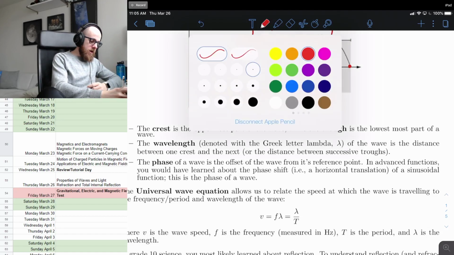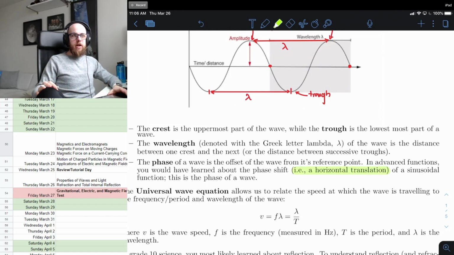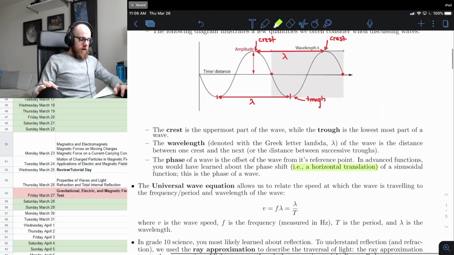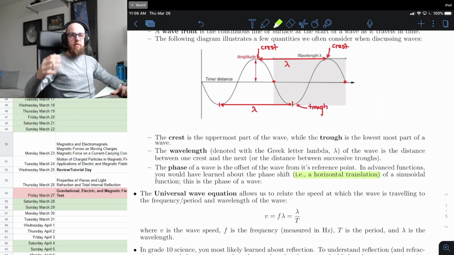So definitely rely upon your advanced functions knowledge here. This is just a horizontal translation of the sinusoidal function. Is this all pretty familiar to everyone? All of these wave properties? Okay, cool. Yeah, peak. Yep. Trough is the low point, the minimum.